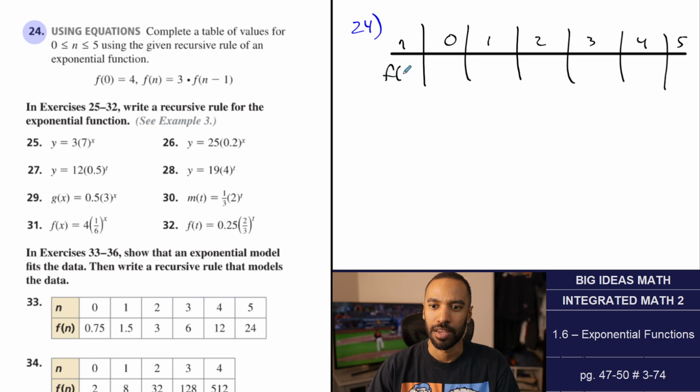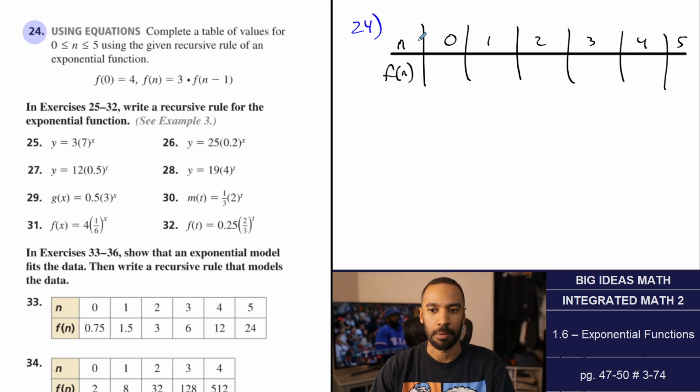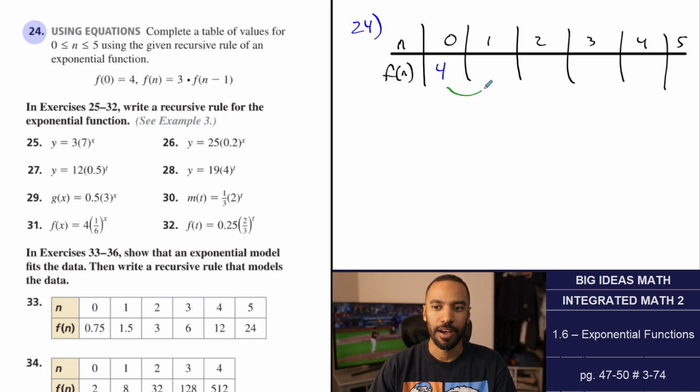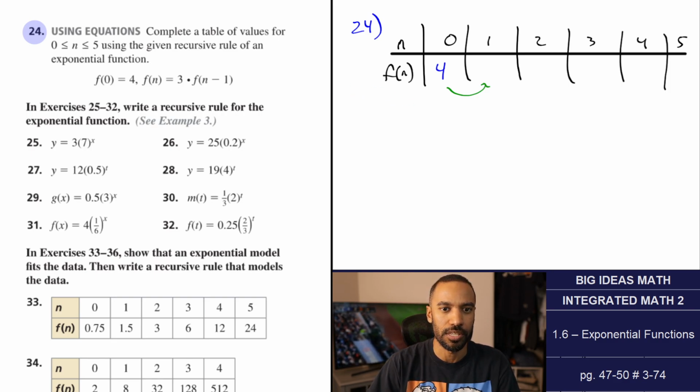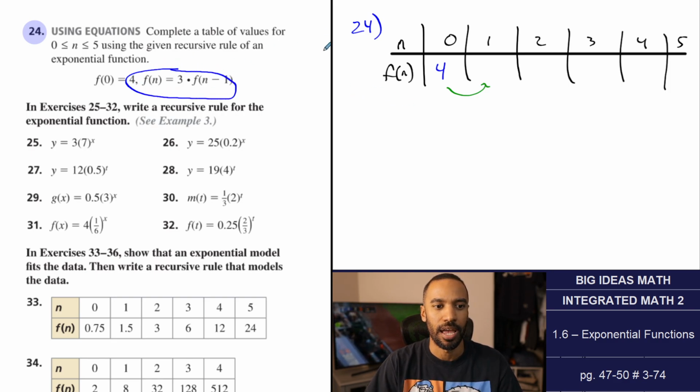N and f of n. Okay, no, I won't do that. I will show you for one step what happens. First of all, they give you that f of 0 is 4, so we go from there. Now, how do you find 1? Here's the idea. Notice the thing that you see to the right here: f of n equals 3 times f of n minus 1.